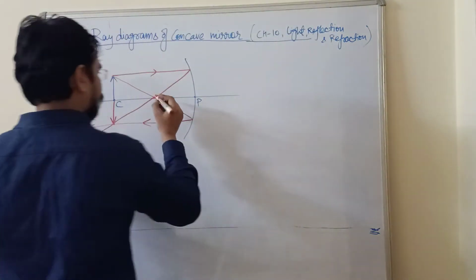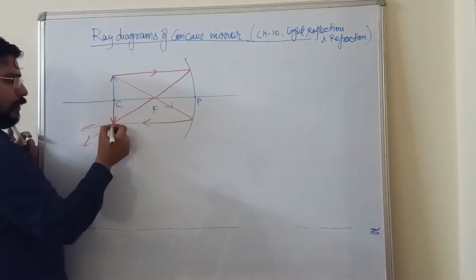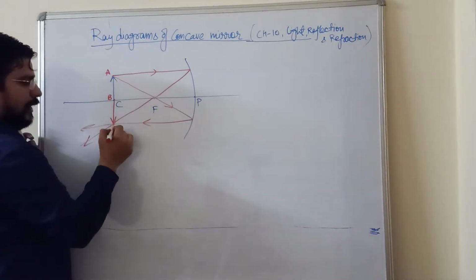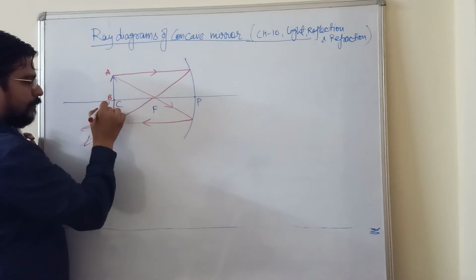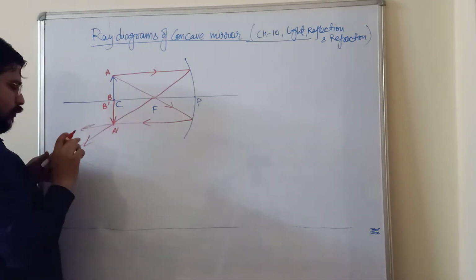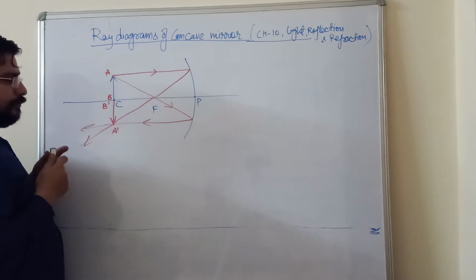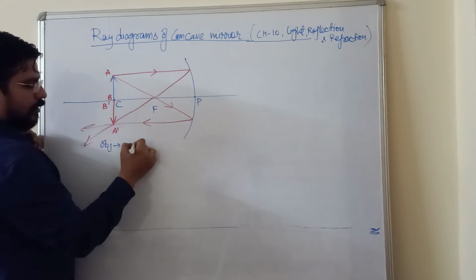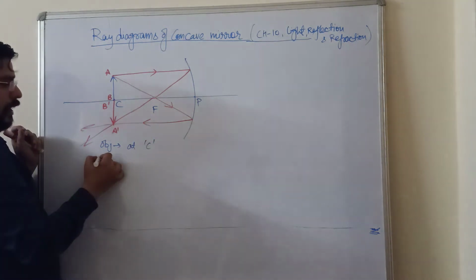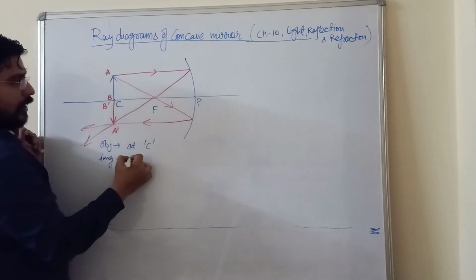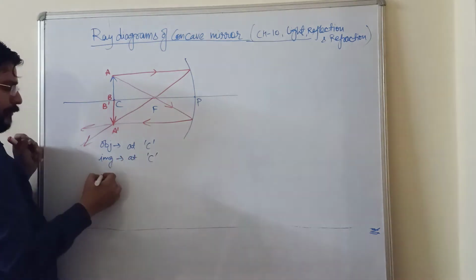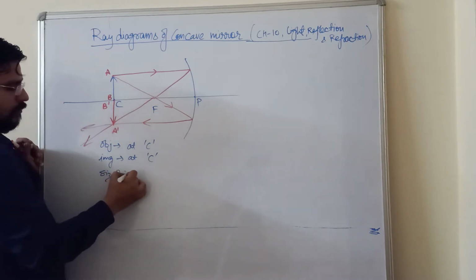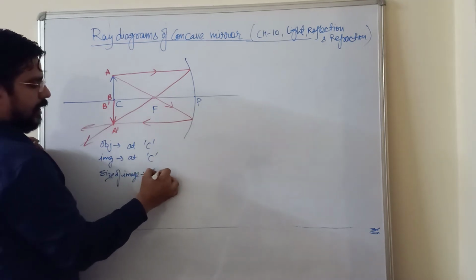In this case, your ray diagram will always become at the center of curvature itself. So if this is the AB object, A dash B dash is the image, and we can write the details for this diagram. Object is at center of curvature, and position of image is at center of curvature, that is same, and size of image is same as that of object.